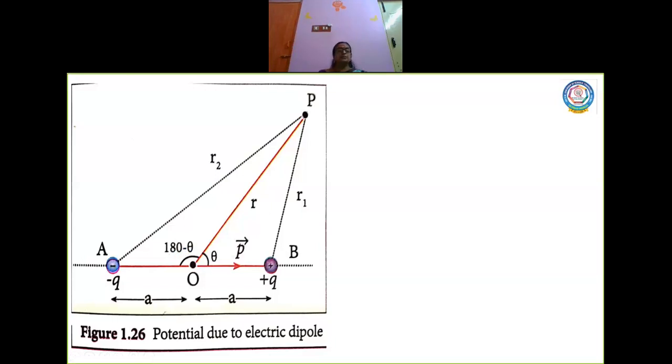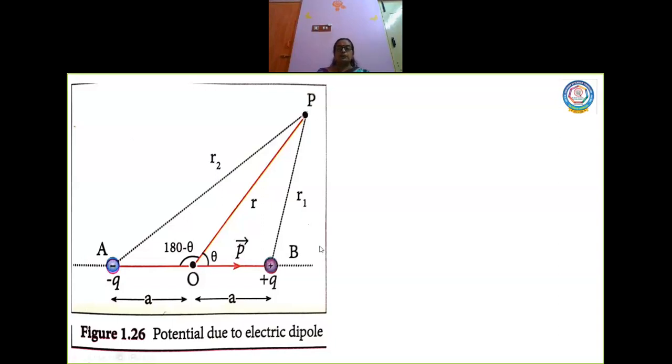Now I am going to determine the electric potential at point P due to this dipole. It is a very important derivation, children. I am going to derive the equation fully. I want you to follow each and every step and work out the derivation today itself and be thorough with it. So let us start with the derivation.